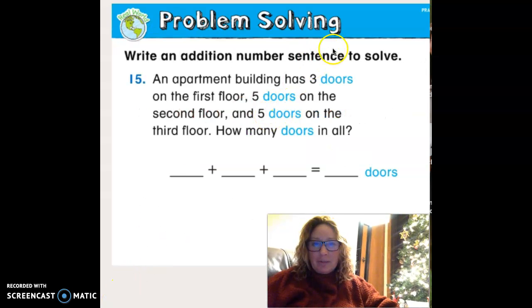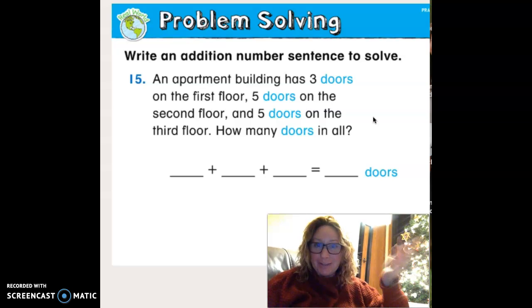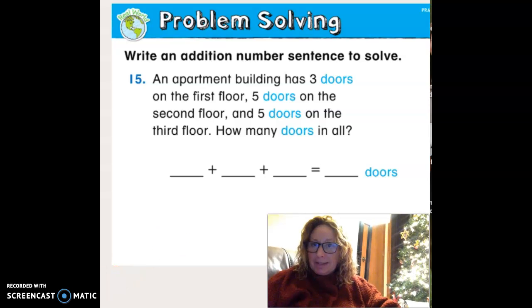Let's write an addition number sentence to solve this math situation. Okay, it says an apartment building has 3 doors on the first floor, 5 doors on the second floor, and 5 doors on the third floor. What's the question that we have to figure out? How many doors in all? Okay, so let's think. Do we see a double or do we see a way to make 10? Looking carefully. Oh, I see 5 and 5.